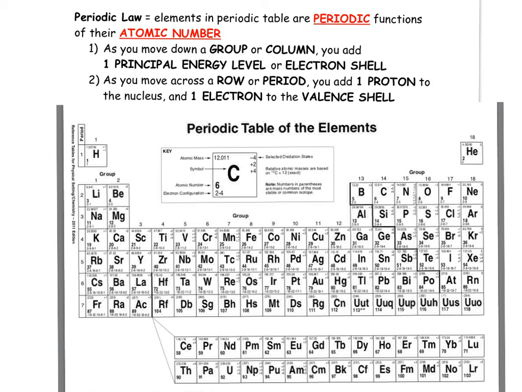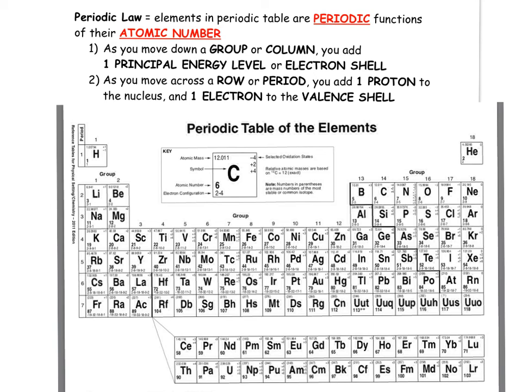So now you look at number 2 here. It says, as you move across a row or a period, and that's this. Let's take period 2 right here. Okay, period 2. Start with lithium. Notice that the number of rings does not change as you go across a period. What is changing is the fact that you're adding a proton every time you go from one element to another.